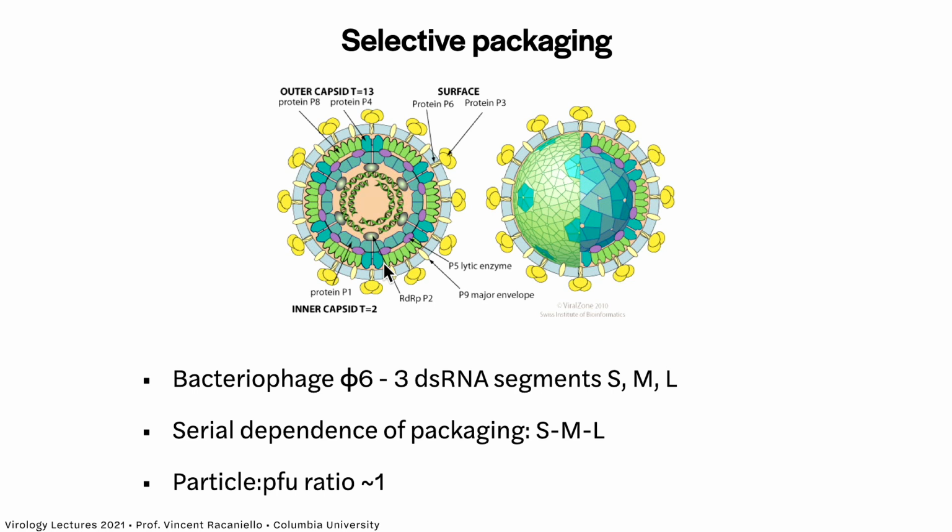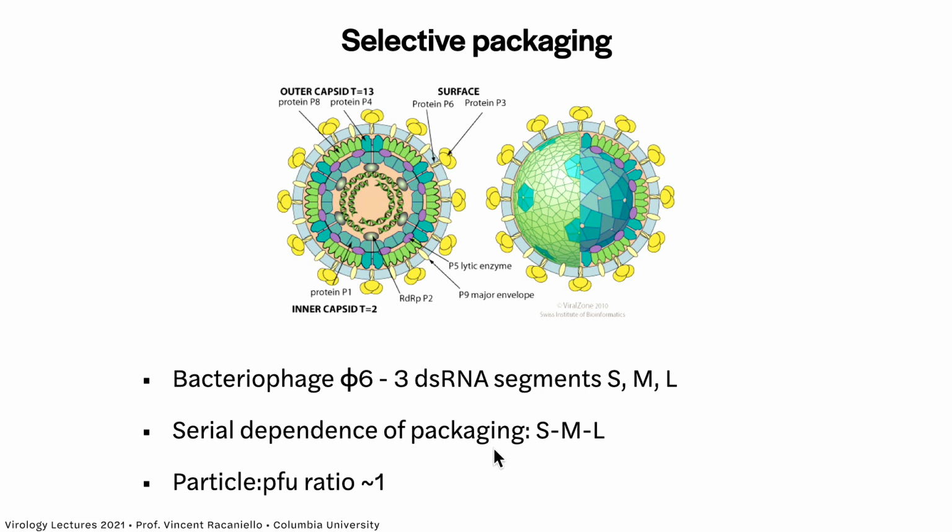What does that mean? Well, the first segment to go in is the small one, always. We don't know how that works, but it always goes in first. And then only if S is in will M go in. M will not go in unless S is present. And L will go in only if M is present. That's what we call serial dependence of packaging. It gives an order to it. S, M, L.